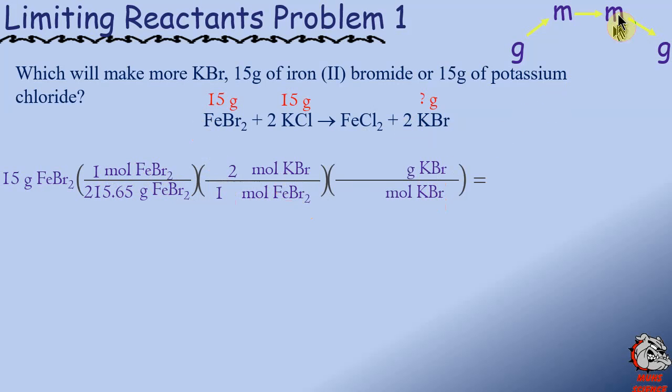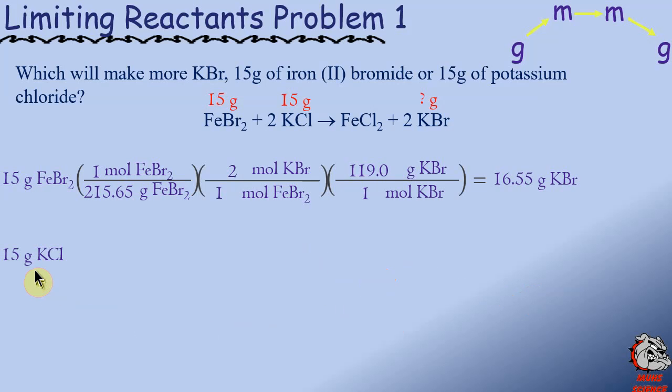We want to go to grams because up in our helper tool we're going moles to grams. In our third term, 1 mole to the molar mass, 119. In your calculators, you type in 15 divided by 215.65 times 2 times 119, and I got 16.55 grams of KBr being made.